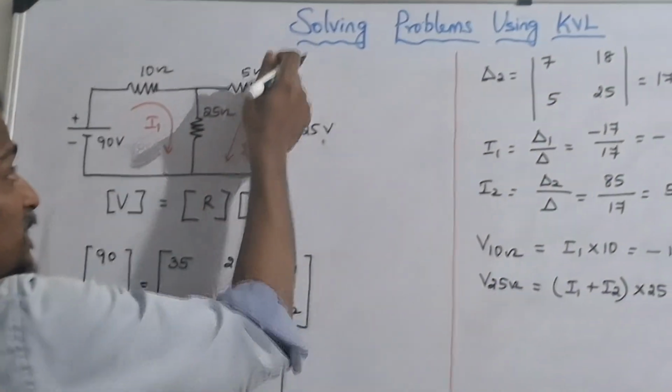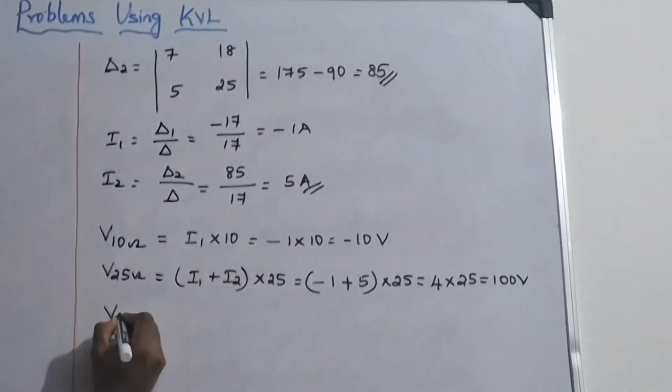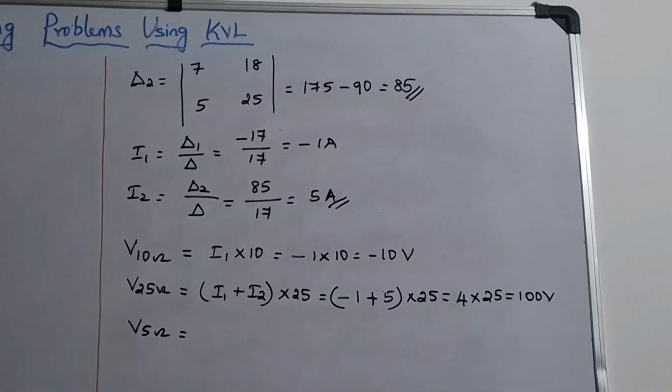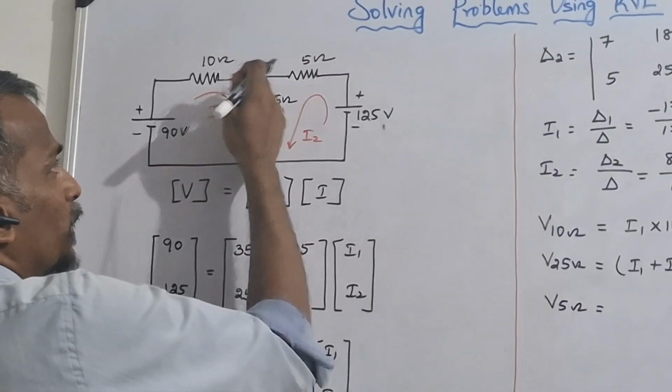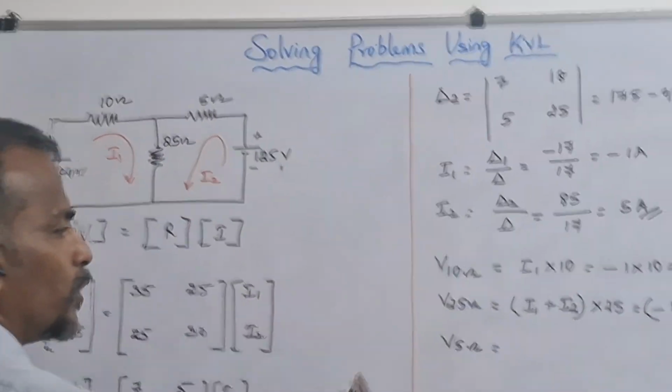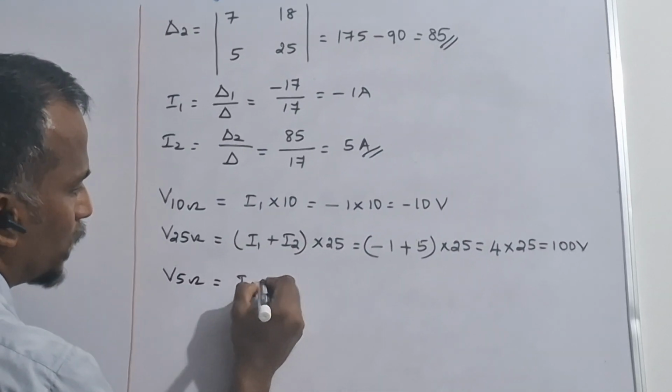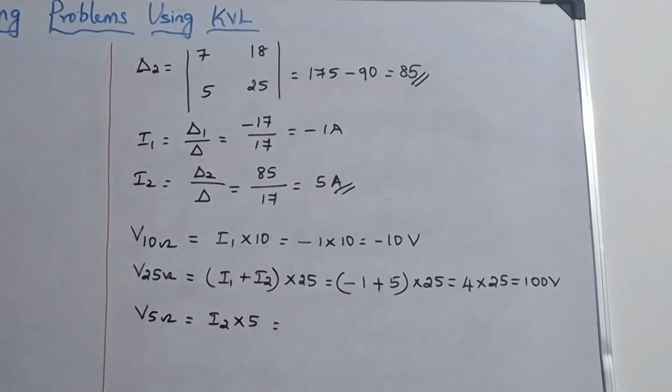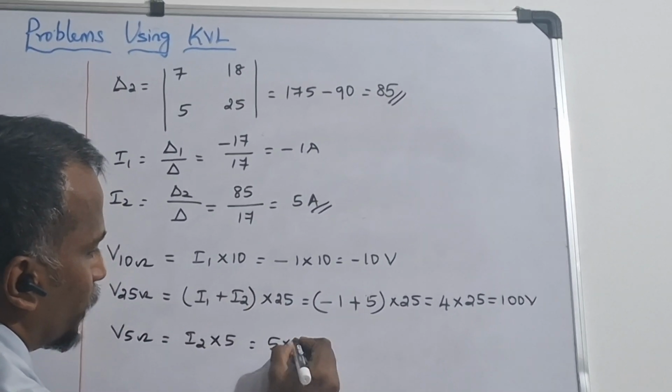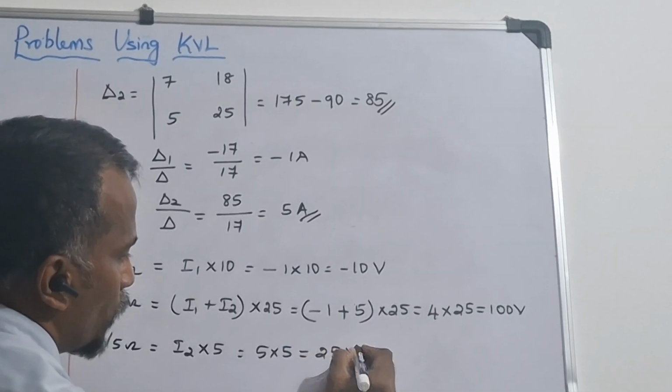Okay. Then the voltage across the 5 ohm resistance is nothing but the current flowing through the 5 ohm, which is I2. Therefore, I2 into 5; I2 we already know is 5, so 5 into 5 is 25 volt.